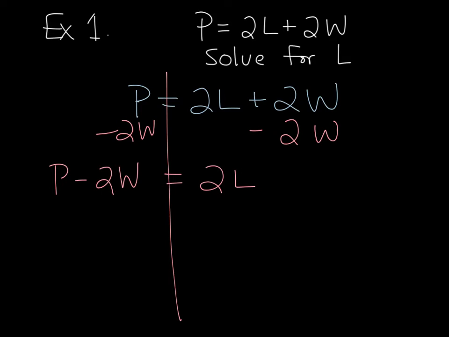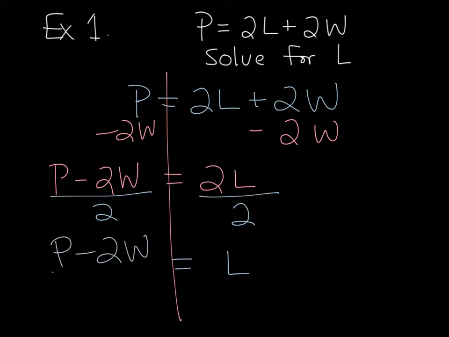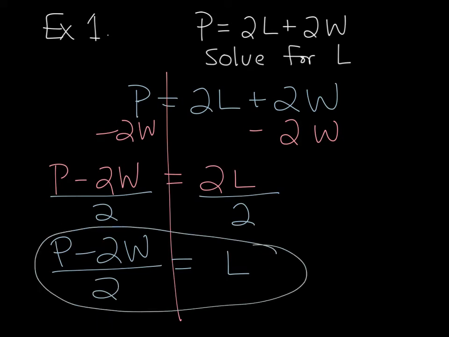Well, the last step is exactly the same as what we've done before. Again, now we just have variables, so we're going to divide both sides by 2. And we'll end up with an L on the right side, and we'll end up with P minus 2W, all divided by 2, as our final answer. And that's it. Now we have solved this equation for L. So we've basically just rearranged the equation. That's all that we have done.